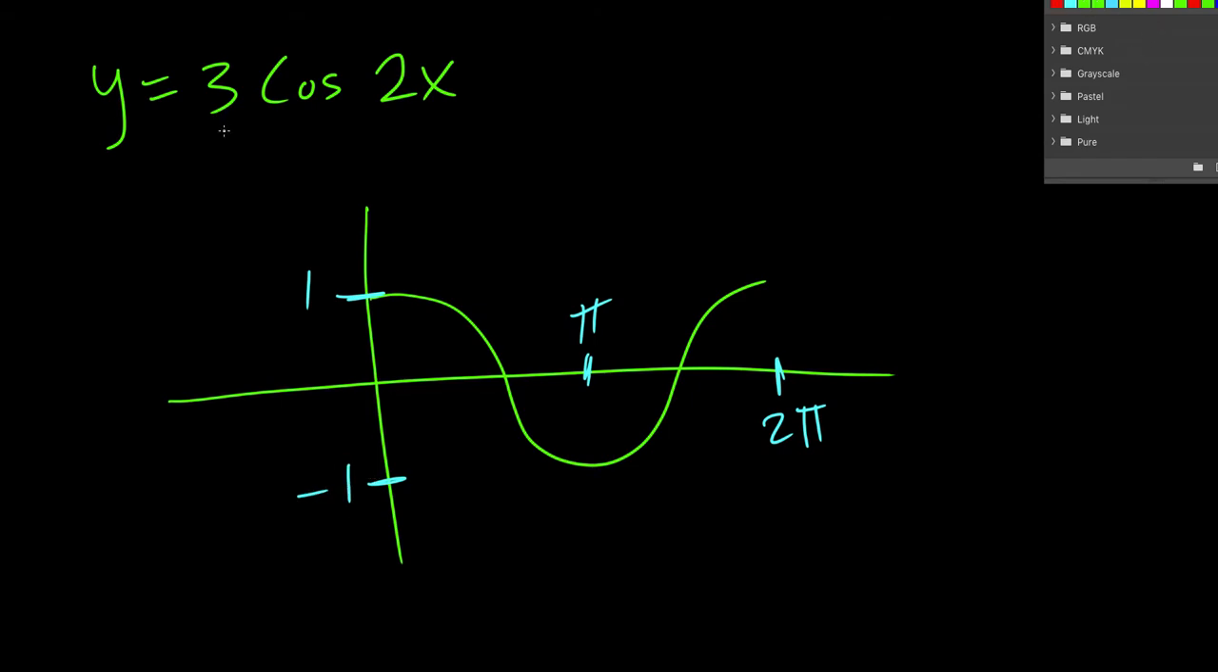Okay, so I'm going to first take into account the 3. The 3 is going to make this 3 times taller. And so we go to 2, we go to 3, we go to negative 2, go to negative 3. And so we just draw the same cosine function. The 0 is going to be in the same place.